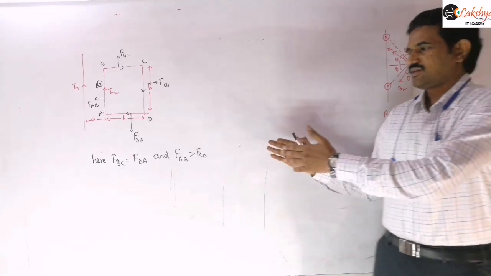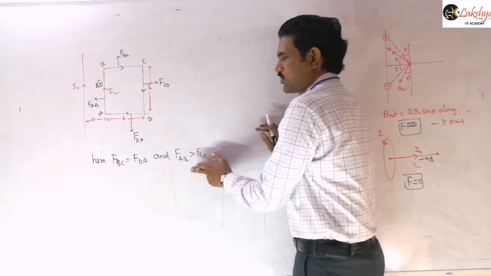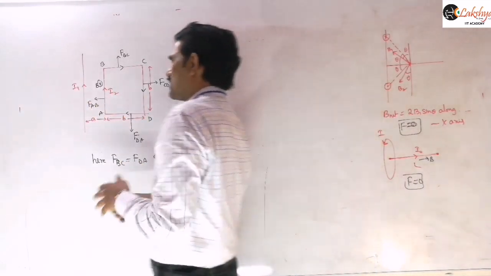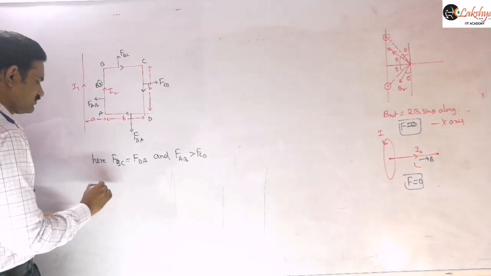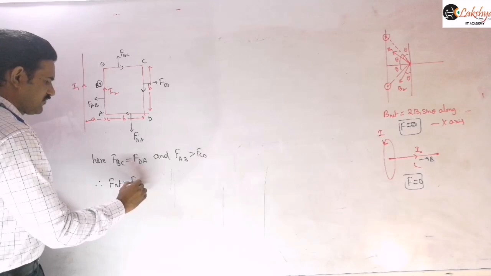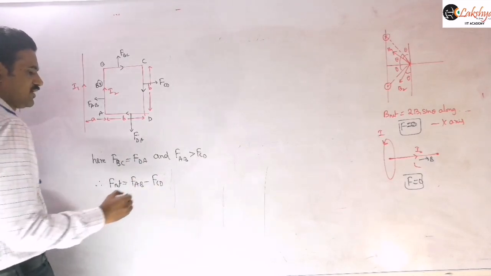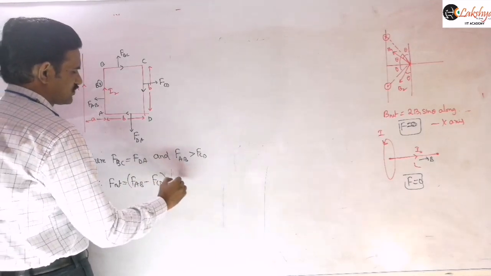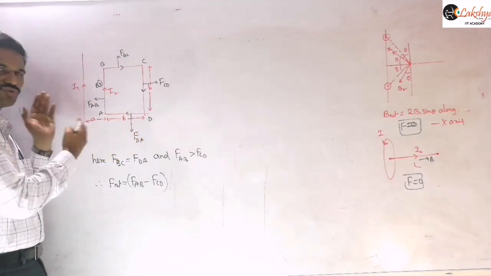So now I have mentioned and explained all the data here. From this you can conclude that FAB is greater than FCD, so the net force will be attractive force here. Therefore this net force is FAB minus FCD, and so this force is attractive. Attractive means the square will move towards this wire here.